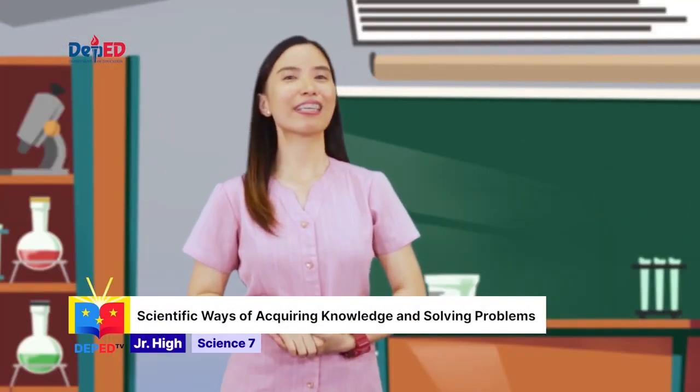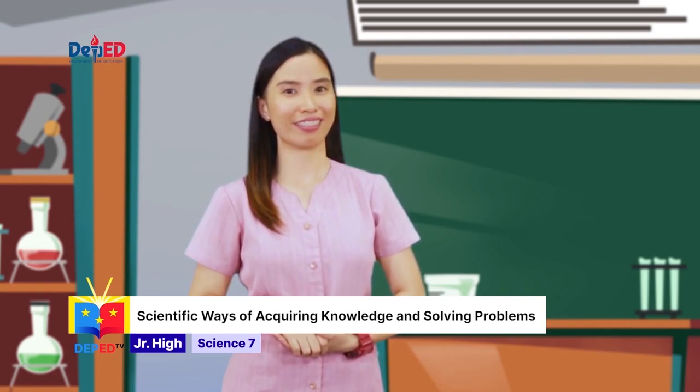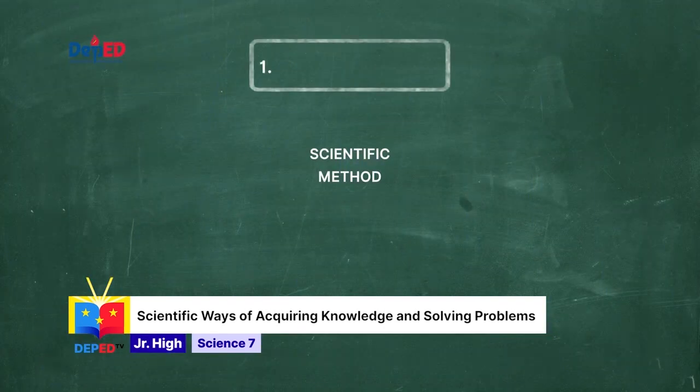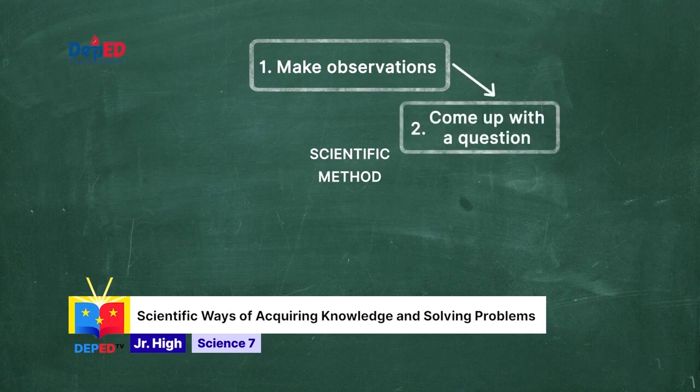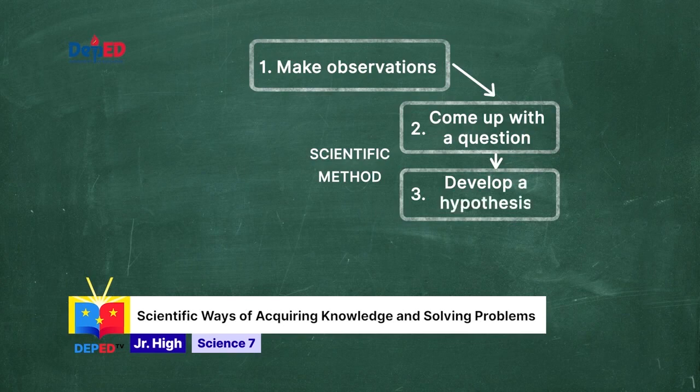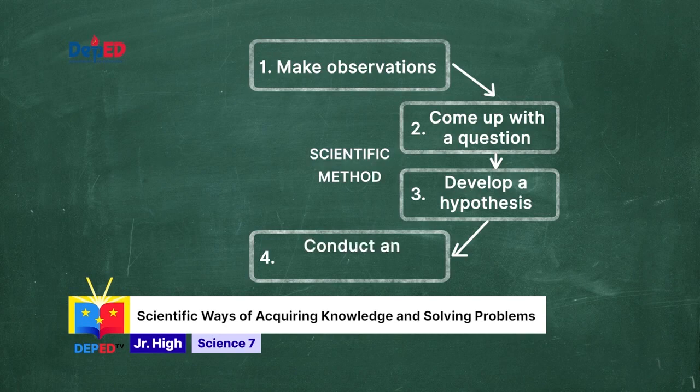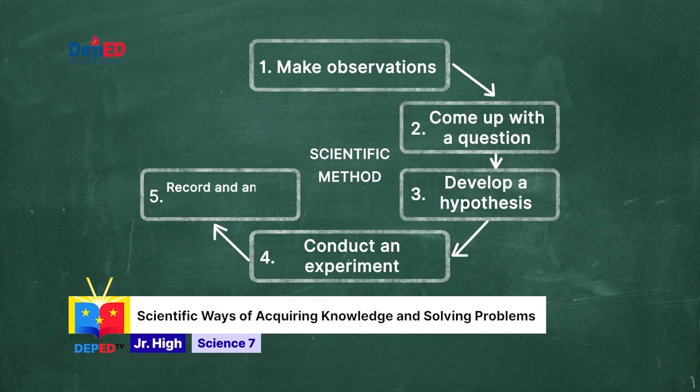Let us identify the 6 steps of the scientific method. Number 1. Make observations. Number 2. Come up with a question. Number 3. Develop a hypothesis. Number 4. Conduct an experiment. Number 5. Record and analyze the results. Number 6. Draw conclusions.